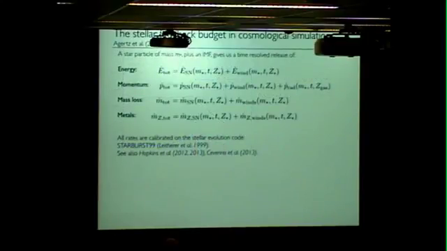Here's a matrix of the terms that we have in our feedback recipe. The energy injection is coming from supernovae and the stellar winds. Momentum is coming from supernovae, stellar winds, and the radiation. And we have mass loss and metal enrichment from various sources. These are all calibrated on stellar evolution codes like Starburst 99, and this is something that's been more popularized, I think, in recent years.